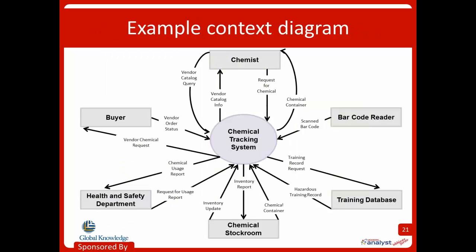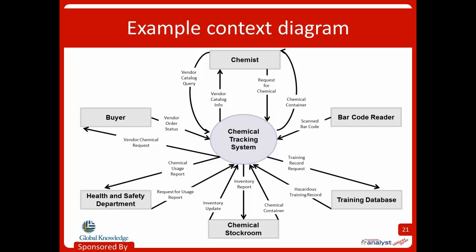And here's our chemical tracking system example context diagram, or at least a partial example. Let's look at an example here. We have the buyer on the upper left. The buyer is an external entity. Let's assume for the moment that's an actual person called a buyer. She's taking a vendor chemical request from our system. She does something with it. We're not going to specify that here. That's not part of this diagram. And then she or her system can pass that vendor order status back to the system.